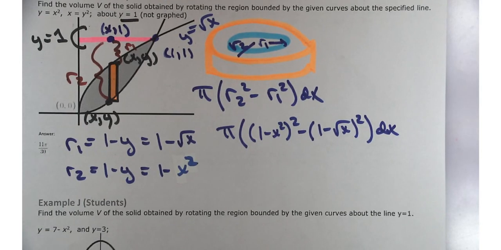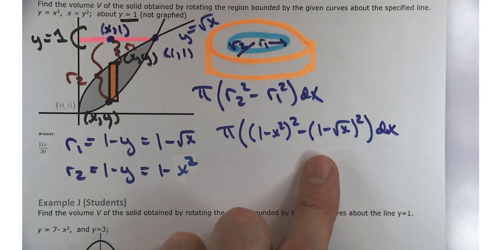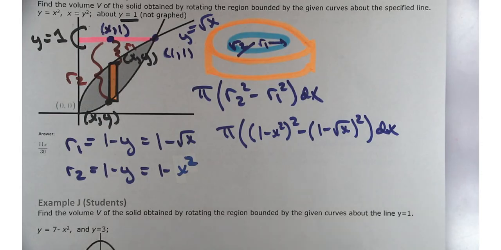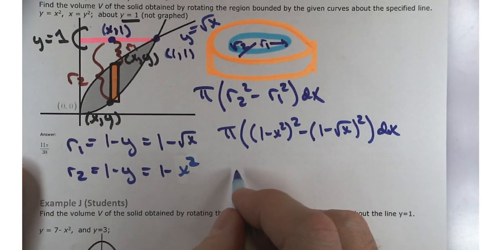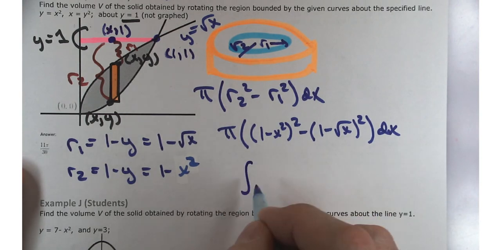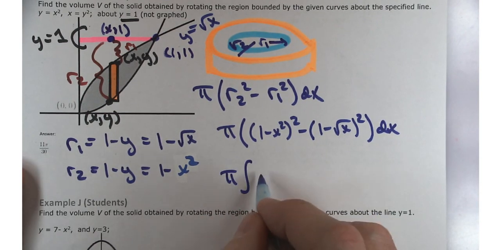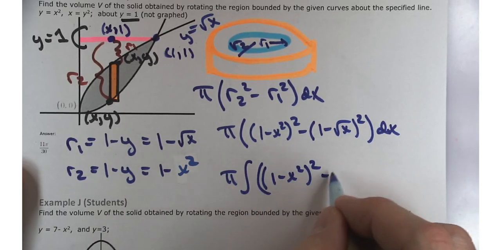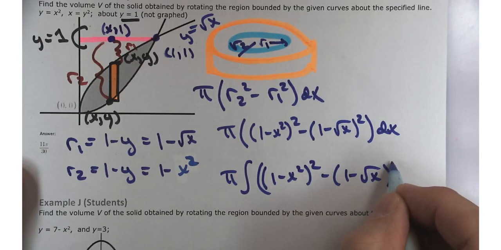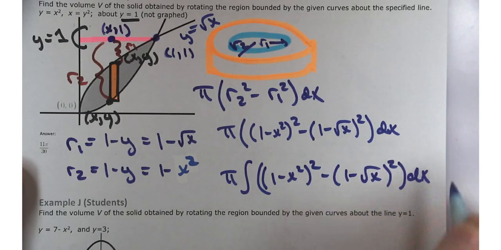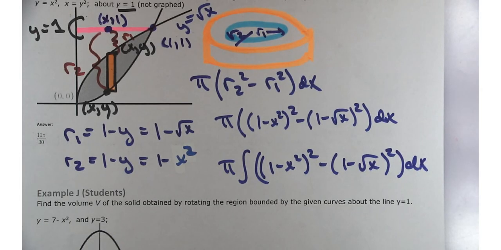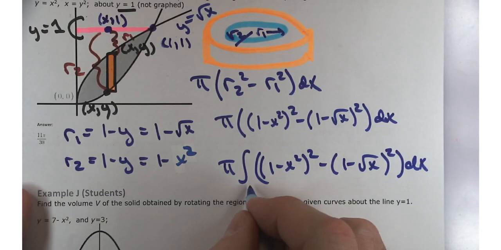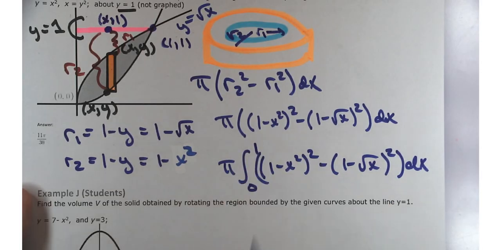Now the integral gets really, really messy here, but let's do at least this much. Let's come up with the integrand. I'll leave the pi out in front. 1 minus x squared squared minus 1 minus square root of x squared again, dx. There's one thing you need to supply. What is it? Limits of integration. What are the limits of integration? 0 to 1. Nice.